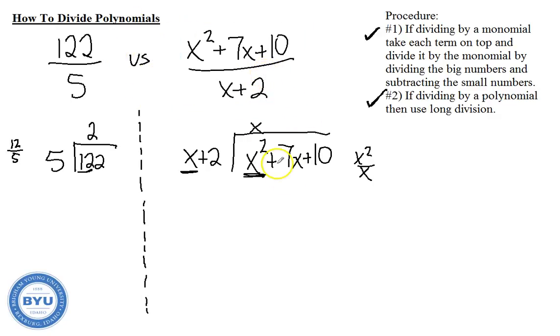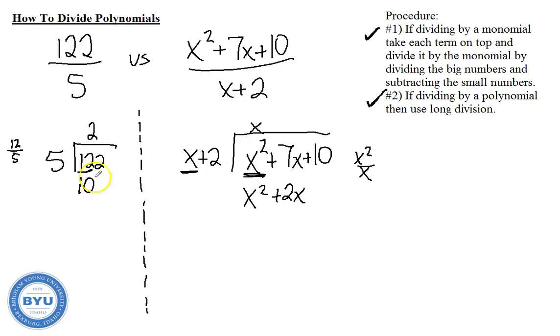Okay, good. The next step then is we say 2 times 5 is 10. I would do that here as well. x times x is x squared. We also need to do it to the 2. So x times 2 is 2x.